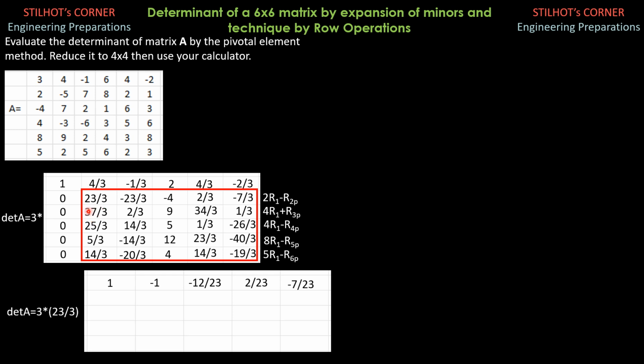Next, to make this 0, because the objective is to make all these zeros so that if we apply expansion of minors, the rest would be 0. Only the minor of this element here will be expanded and it becomes 4 by 4, and you can now use your calculator. So to make this element 0, we have to multiply row 1 by 37 over 3, and then we subtract corresponding elements of row 2 previous.